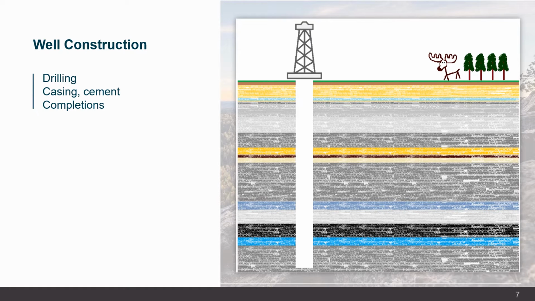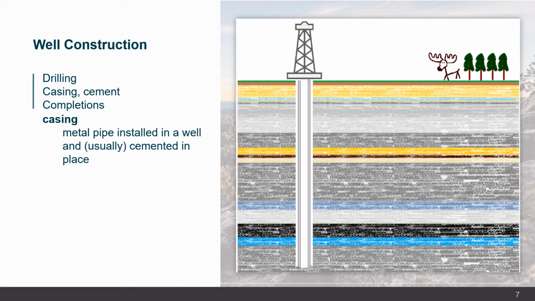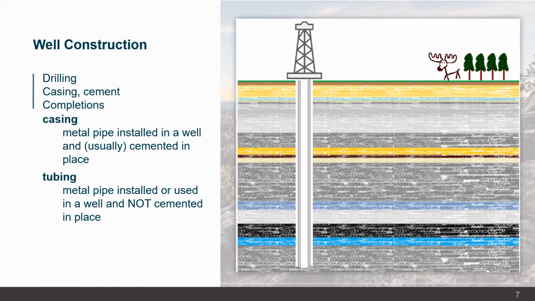To provide some structural stability, casing would then be installed. Casing is metal pipe installed in a well that is usually cemented in place, as opposed to tubing, which is metal pipe installed or used in a well or well operation that is not cemented in place.